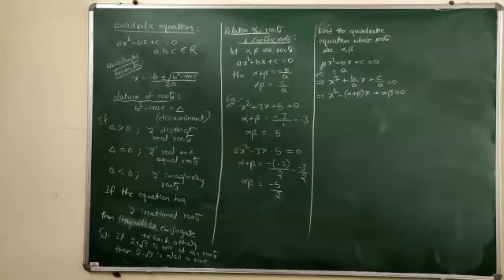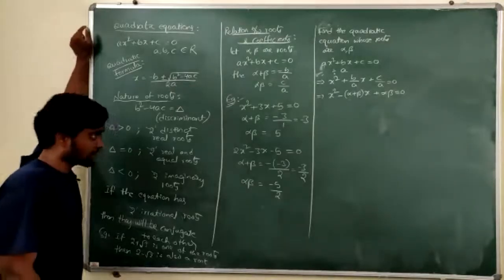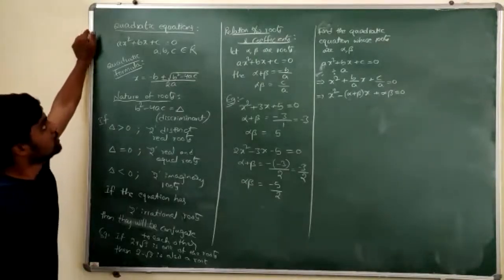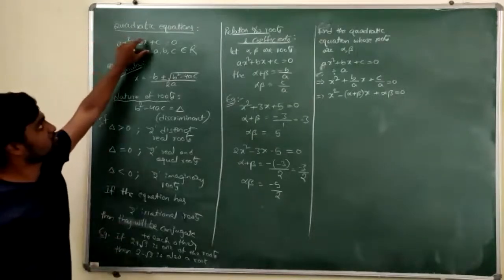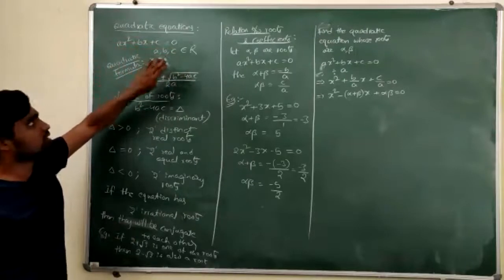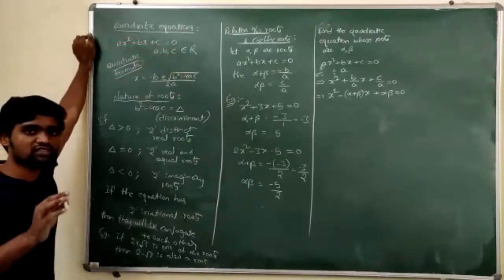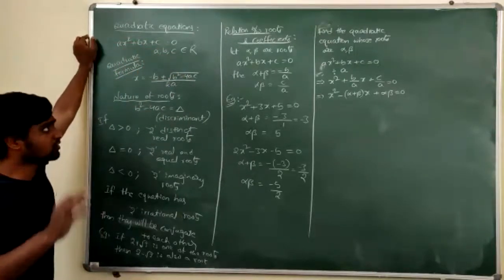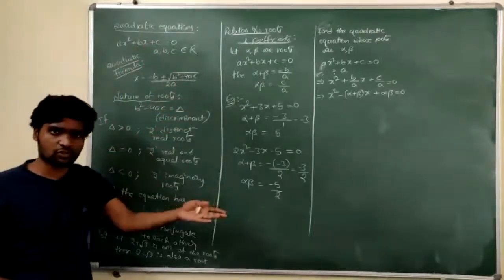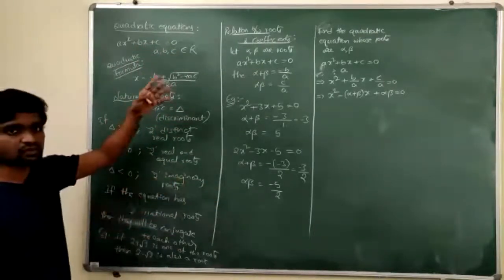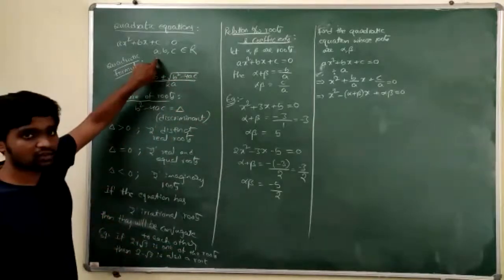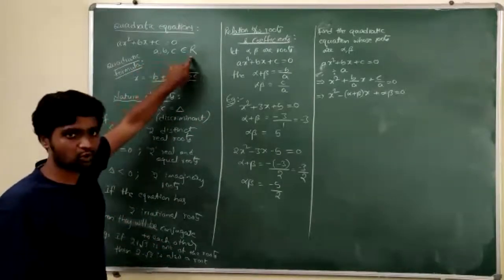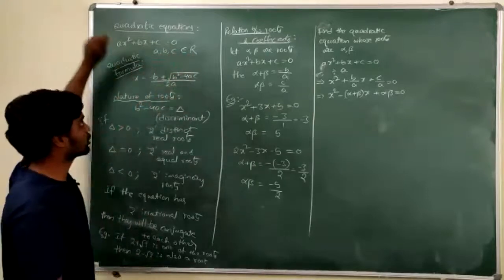Okay, so I'll explain this again. We'll start with quadratic equations: ax square plus bx plus c is equal to 0, where we're talking about quadratic equations only with real coefficients. Usually coefficients can be complex numbers also. Complex numbers mean imaginary numbers as well as real numbers. But here we talk about only real coefficients. Quadratic equations with real coefficients.